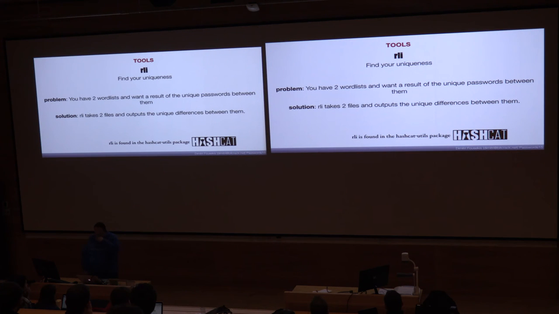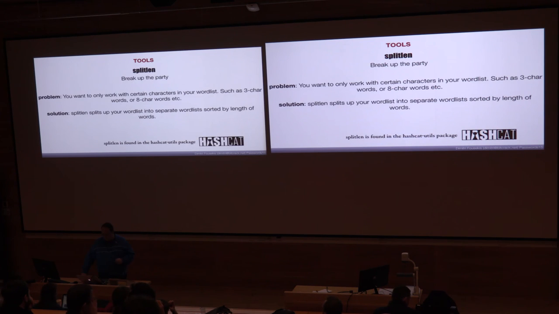Okay, then the next tool that you need to use quite extensively is rli. It comes with Hashcat. It's part of the Hashcat suite of tools. What that does is it basically takes two word lists and gives you the unique passwords between them. Because the next problem you're going to have is multiple word lists, and what in this list of word lists is actually my unique passwords I can get out of it. It's a very fast tool. It's written in C, so it outputs nice and quickly. It's clean to use and very handy to get the differences that you can output for your unique passwords.